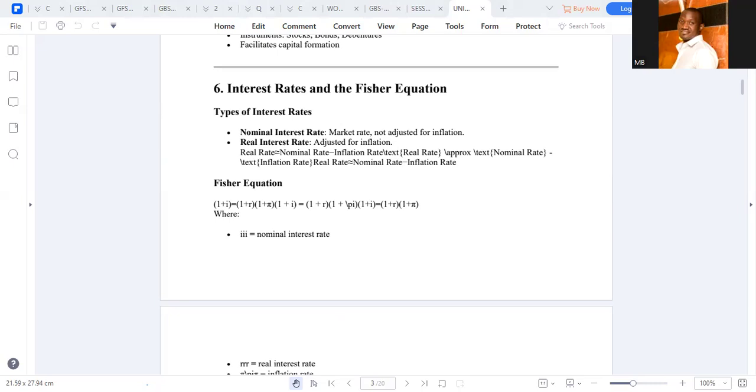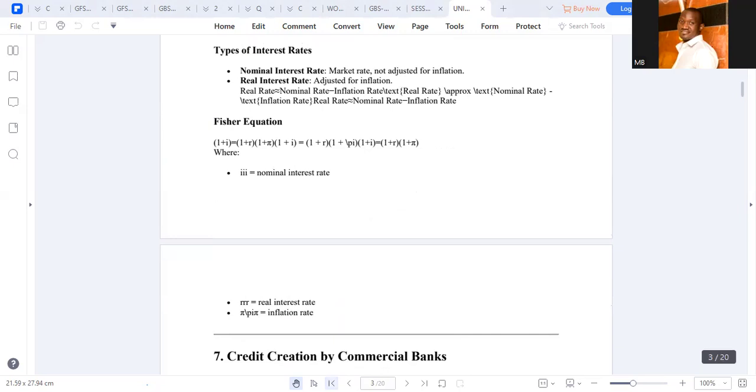Then we have what we call Fisher's equation. Any questions so far before I go on? Are we together? We're following. All right. So when we go to Fisher's equation, it's important to know because some of the questions will ask you to compute. Fisher's equation is given by the following formula.